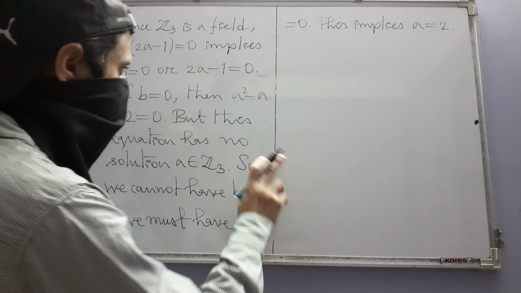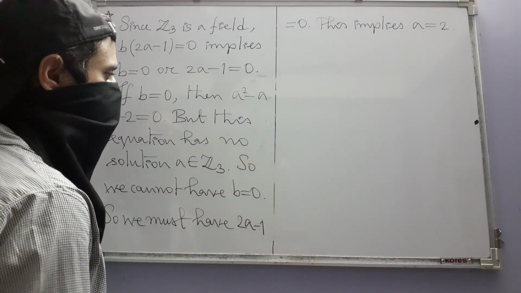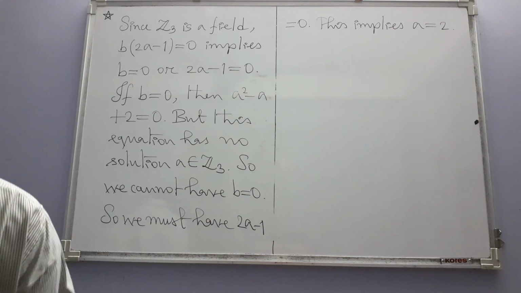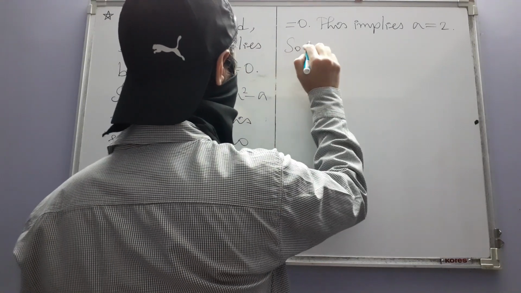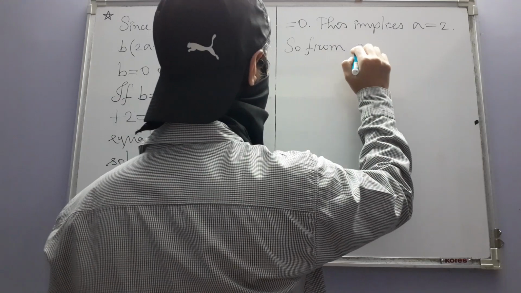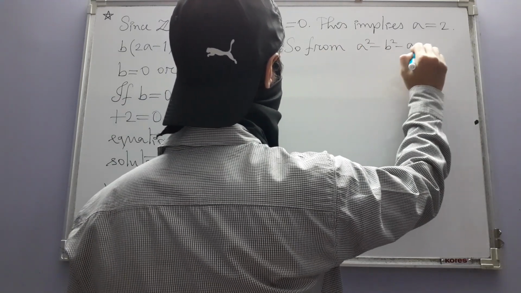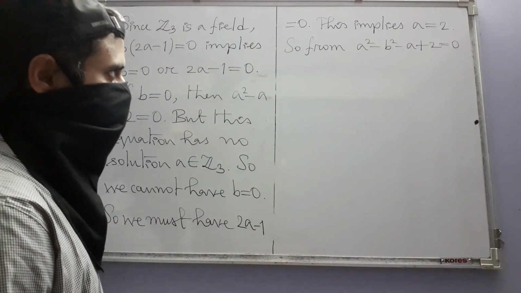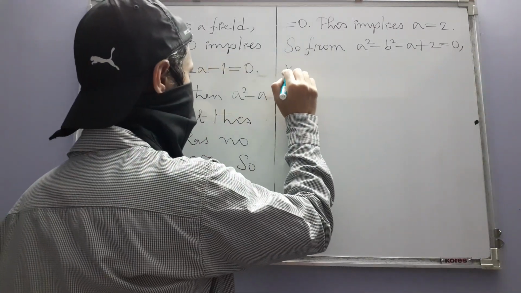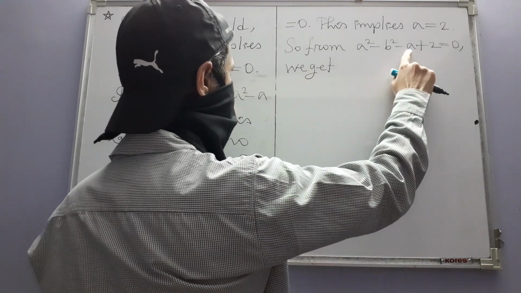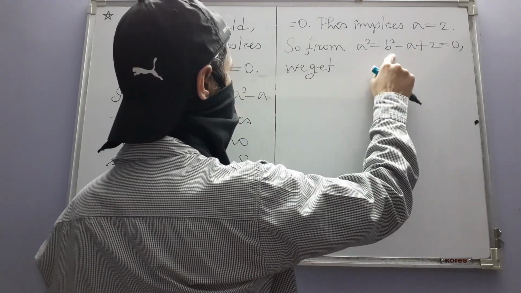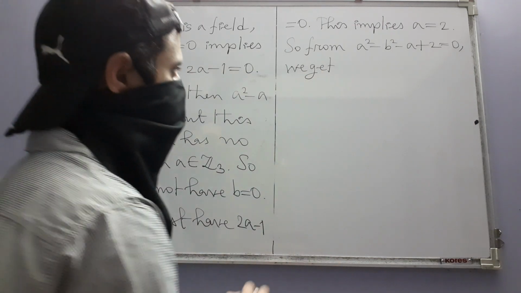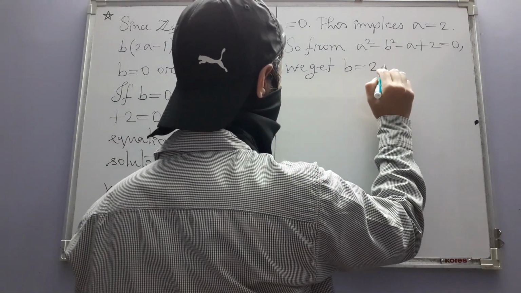And now you go back to that other equation and see what the corresponding value of b is if a is 2. So this is the equation, right? a square minus b square minus a plus 2 equal to 0. We get, if you put a equal to 2, then this 2 will give you 0, and b square will be equal to a square, that means 2 square. So b should be equal to 2. That is the only possibility.